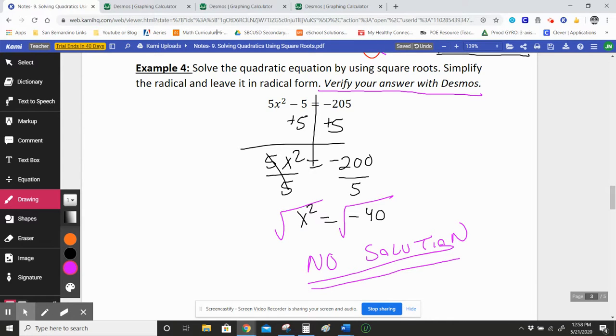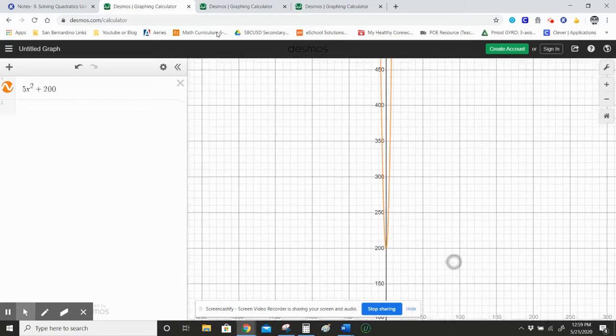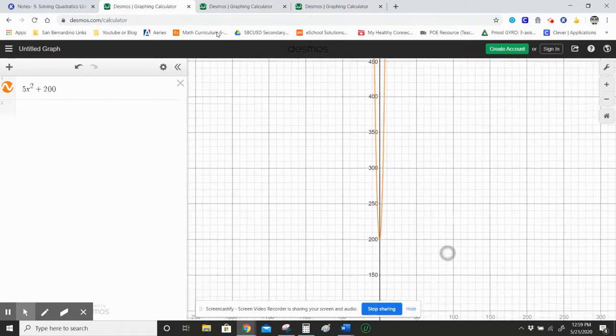So no solution. When I graph this, 5x squared minus 5 is equal to negative 205. So I'm going to add 205 to the other side, and I get 5x squared plus 200 equals 0, which means I just graph 5x squared plus 200. This is the graph that it gives me. It's actually a parabola. It's still a U pointing upwards.